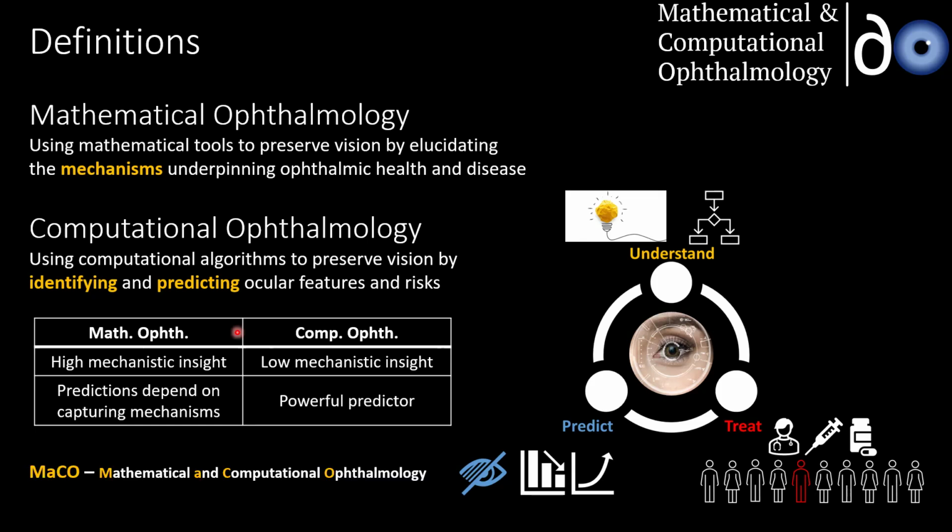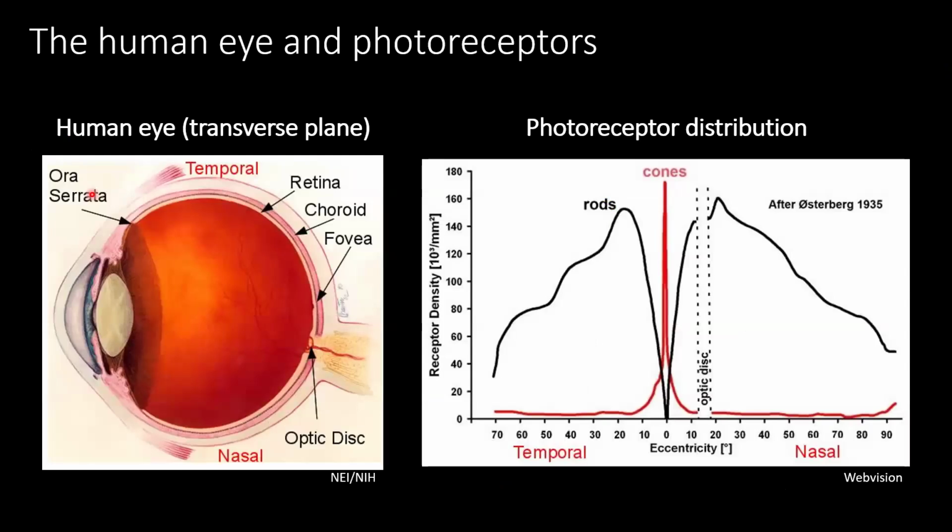And if you want to refer to both terms in one breath, my suggestion is this acronym MACO, mathematical and computational ophthalmology. But I work pretty much within the mathematical side of things, although in time, hopefully, I'll encompass a bit of both. So I just want to give a brief bit of background biology just to orientate us.